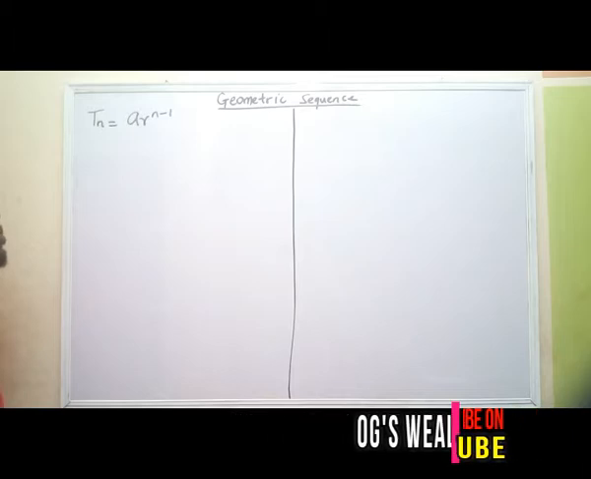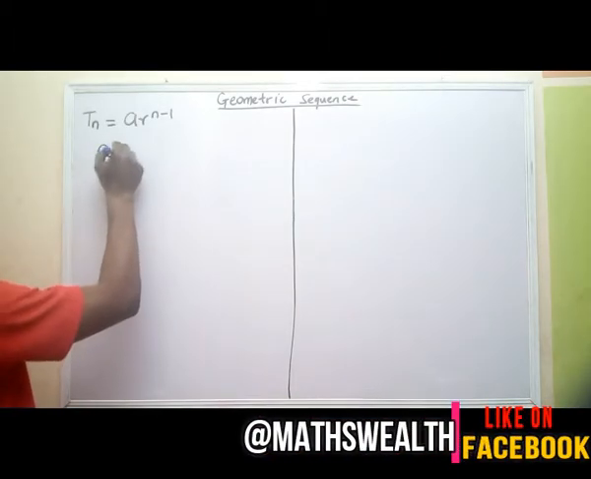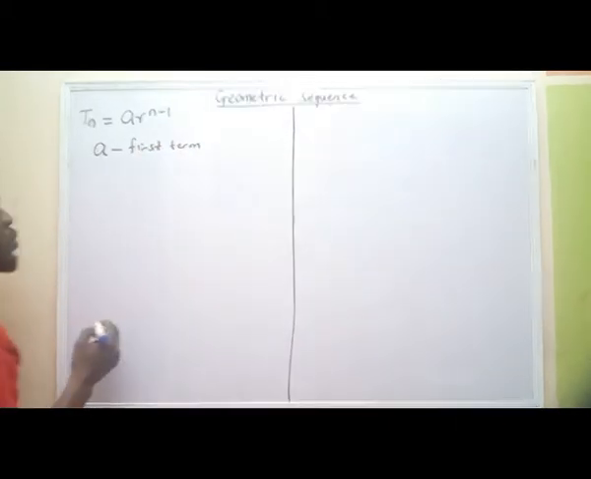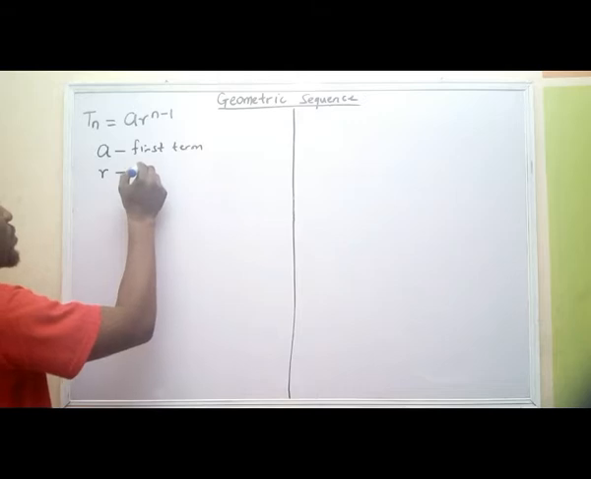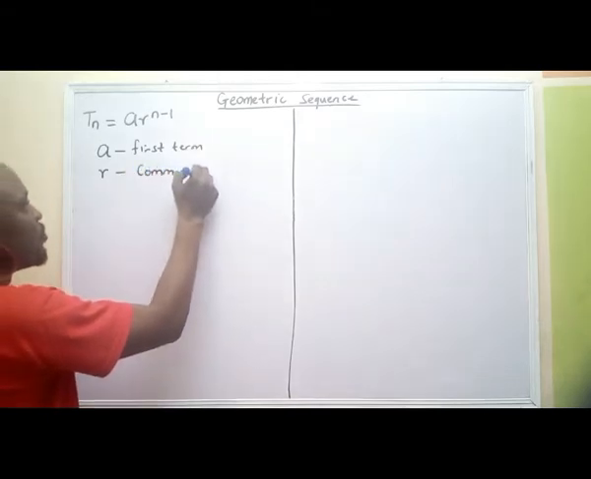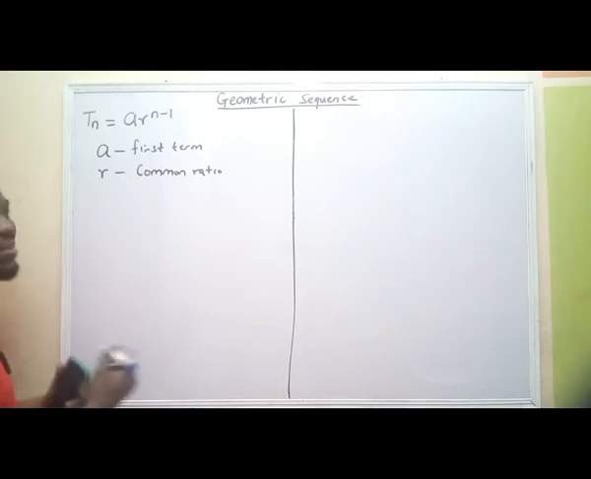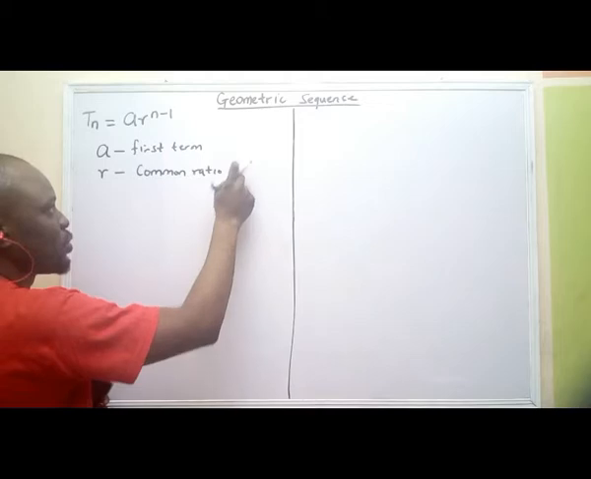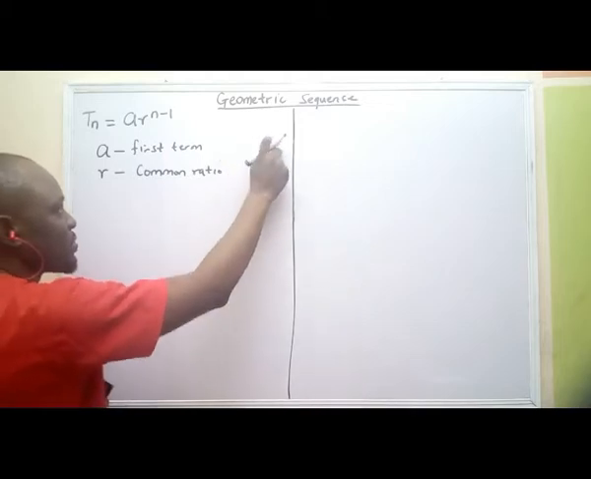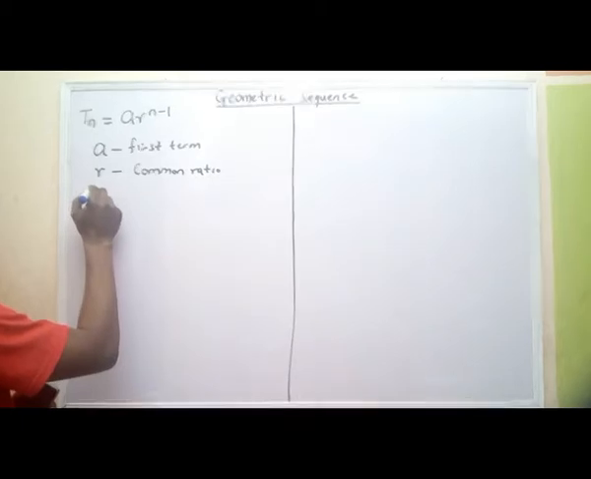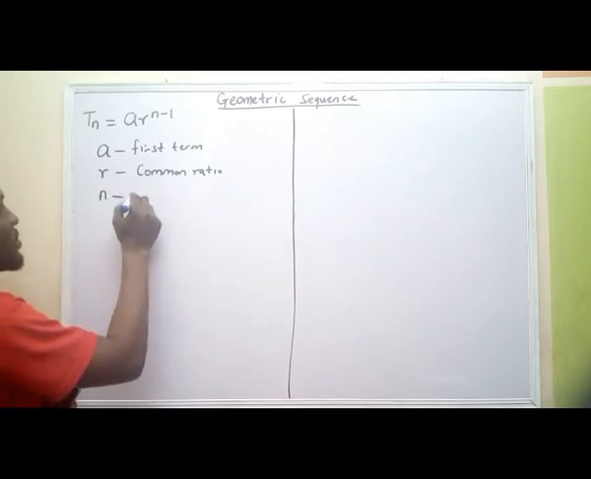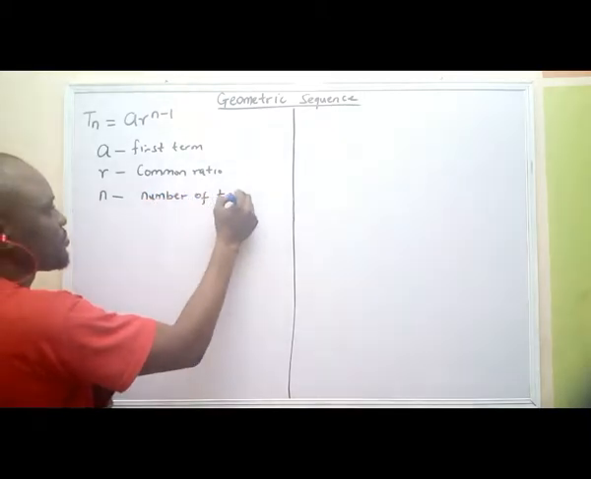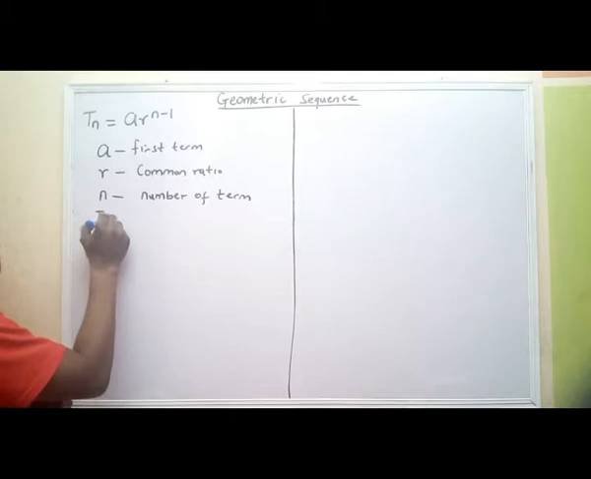I'm going to define each of the parameters. A stands for the first term in this sequence. R stands for the common ratio. The common ratio is in the form of a fraction, either the second term divided by the first term, or the third term divided by the second term. And then n means the term number, or the number of terms.